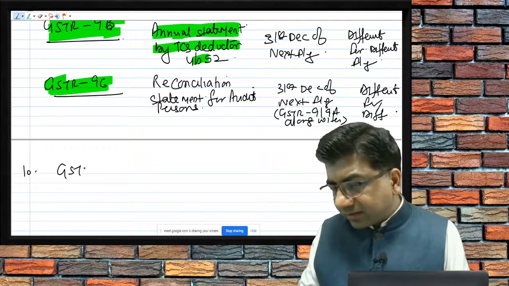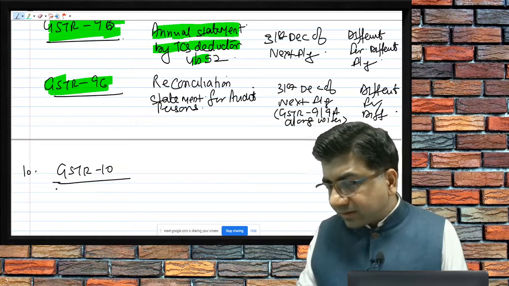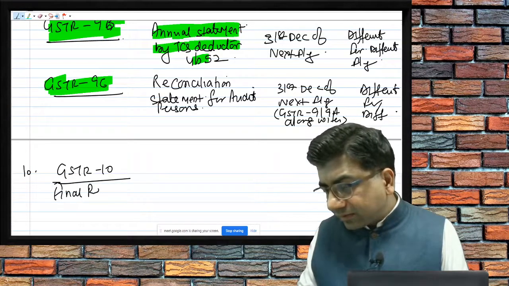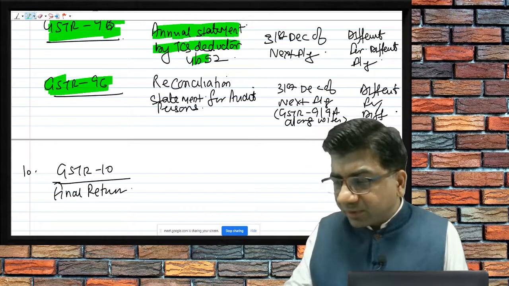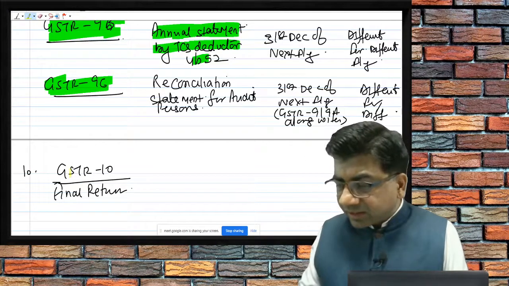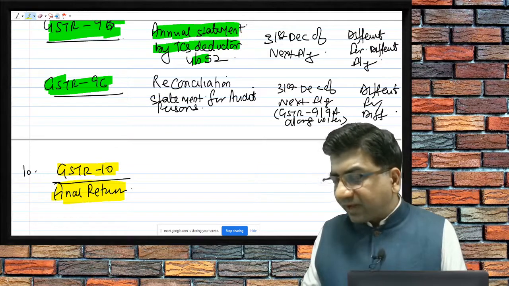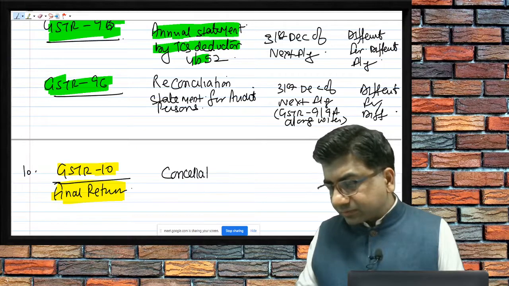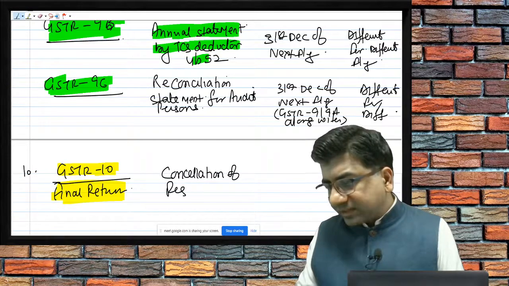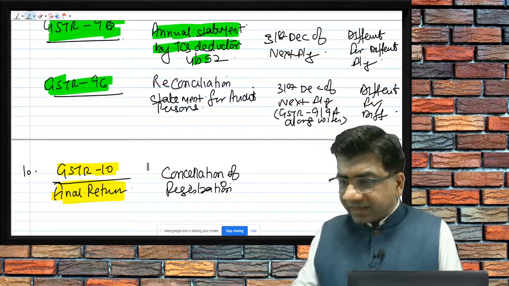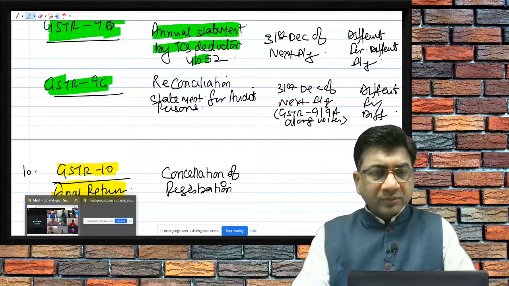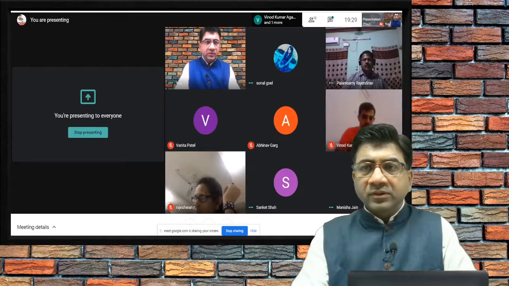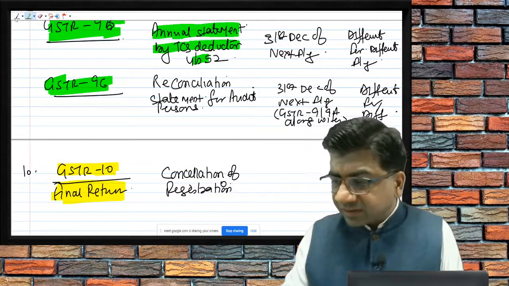GSTR 10. What is GSTR 10? The final return. This is for the people whose registration has been cancelled or they are shutting down the things. They have to file a final return. Cancellation of registration. What is the time limit, guys? 3 months from the date of cancellation, or 3 months from the order of cancellation.